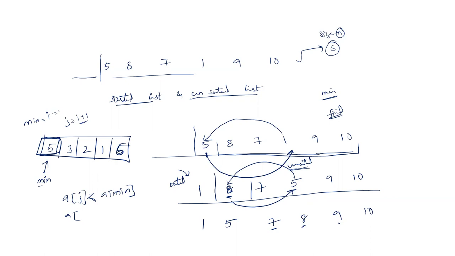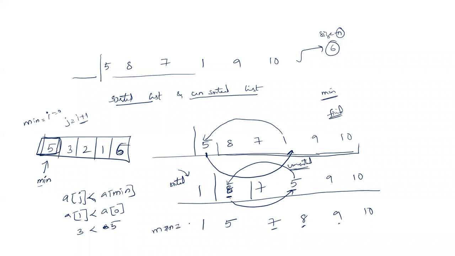For example, the i value is 0, so i plus 1 becomes 0 plus 1, and the j value becomes 1. What is A of min? A of min is A of 0, which is 5. Now I'm comparing: A of j is 3, and 3 is less than 5. Yes, it is true.